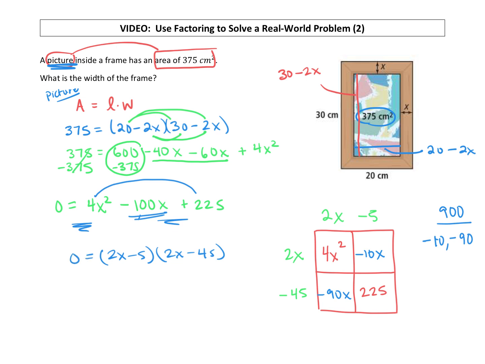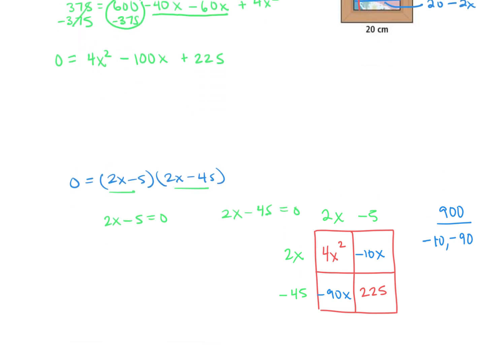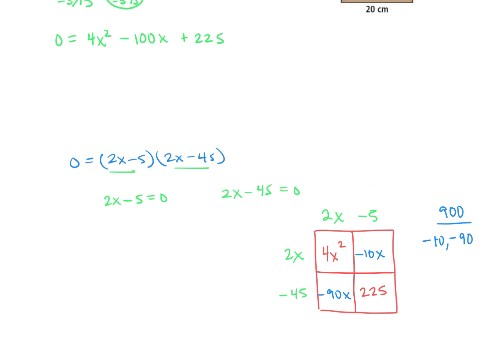I'm going to carry down our equal 0. Now we have factored form set equal to 0, so we can set each factor equal to 0. 2x minus 5 equals 0. 2x minus 45 equals 0. I can predict fractions because of the 2 in front of the x. We don't always get a fraction. Maybe it will divide evenly, but we know we're going to have to divide by the 2. So we add 5 to both sides. 2x equals 5. Divide both sides by 2, and we get x equals 5 halves.